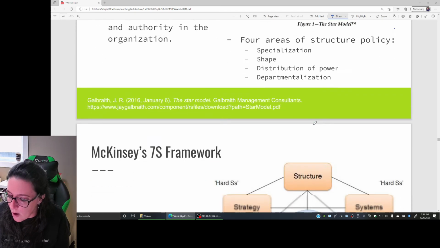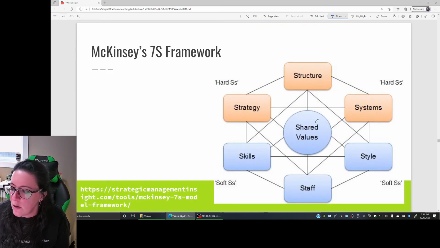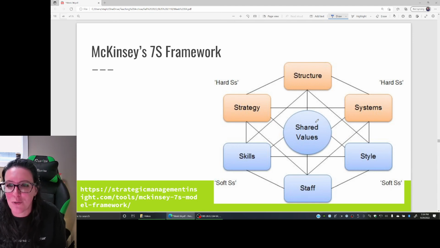There is another model or framework for determining that organizational structure, and again, it's emphasizing the skills of the employees, the strategy of your organization. So this is the McKinsey 7S framework. We have our hard S's, our structure, our systems, and our strategy, and our soft S's, our skills, our staff, and our culture or style of the organization.